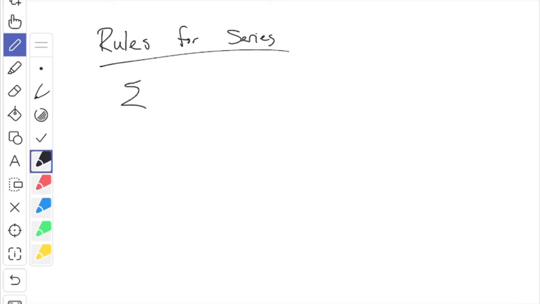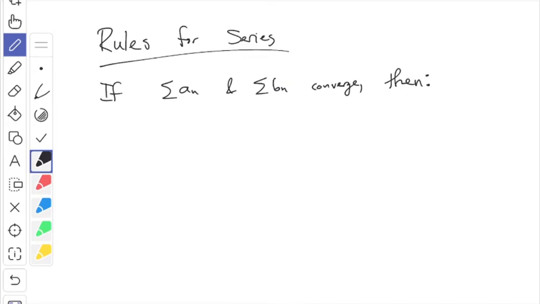Sorry, I've got to say before saying the rules, this is important. If the sum of an and the sum of bn converge, then you can do various tricks with them, add them together, that kind of stuff. So the first one is just multiplying by a constant. If you have a constant multiple of a series, a constant on the inside, you can factor that constant out to the outside of the series. This is kind of like the distributive property for multiplication over addition, because these sums represent addition, although they are a weird kind of addition where you're adding together infinitely many things. But the rule says it is still legal to factor a constant out of the series.